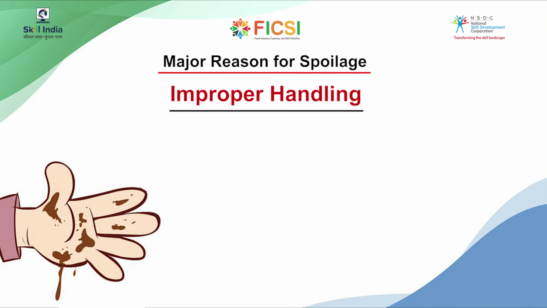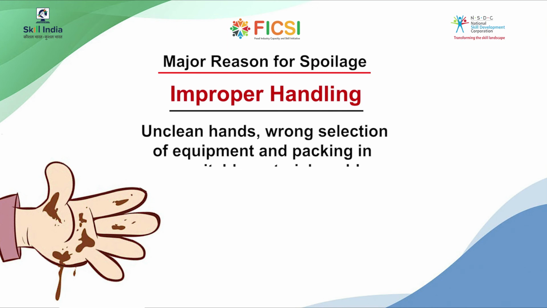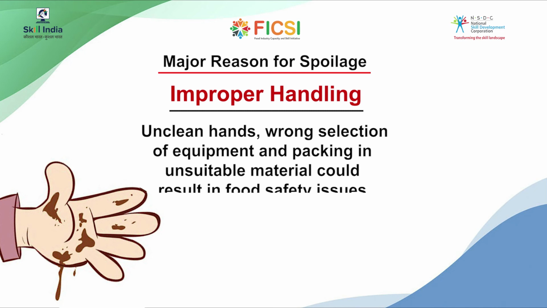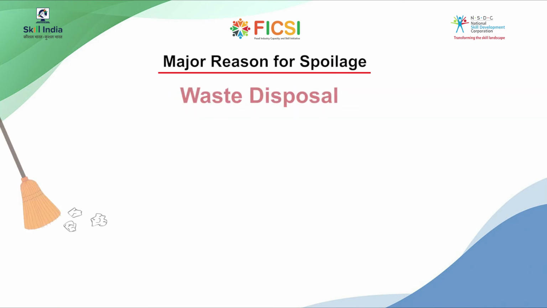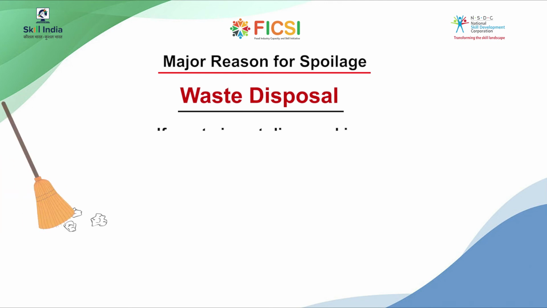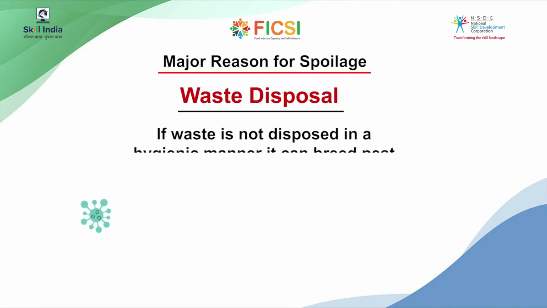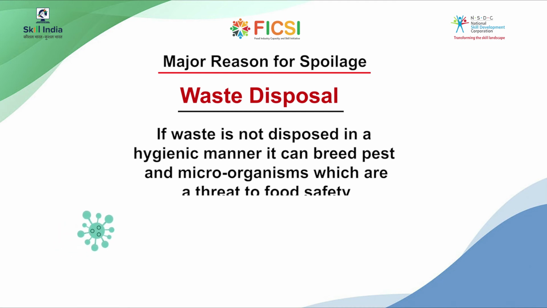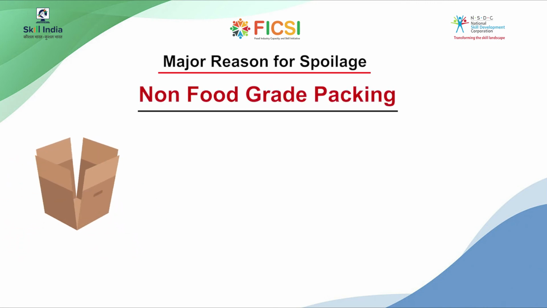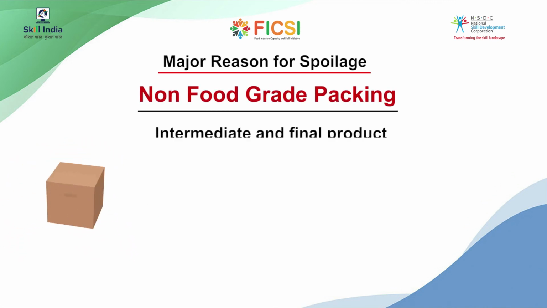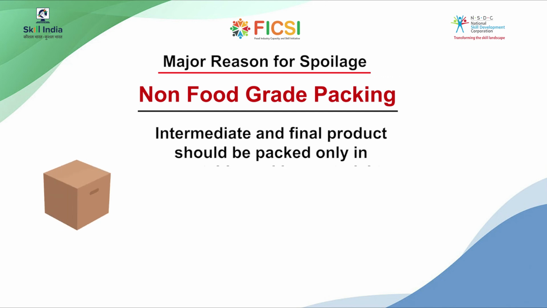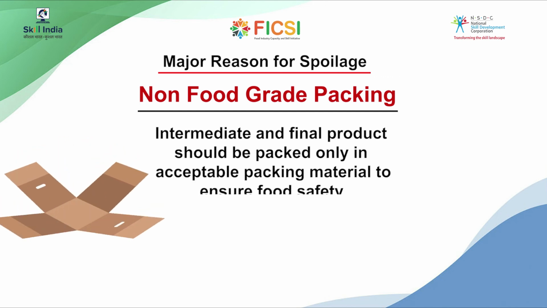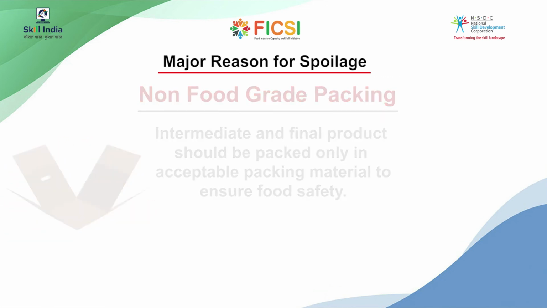Improper handling. Unclean hands, wrong selection of equipment and packing in unsuitable material could result in food safety issues. Waste disposal. If waste is not disposed in a hygienic manner, it can breed pest and microorganisms which are a threat to food safety. Non-food grade packing. Intermediate and final product should be packed only in acceptable packing material to ensure food safety.